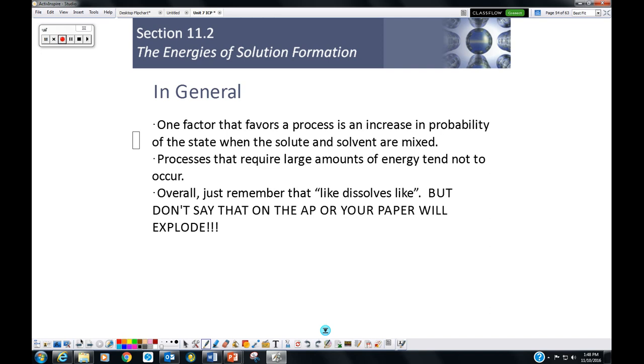All right, so kind of summing this up. In general, one factor that favors a process is an increase in the probability of the state when the solute and the solvent are mixed. Basically, again, I told you to keep this in mind earlier. This is trying to explain entropy. That tendency to move toward a more disordered state, because disorder takes less energy to maintain than order.